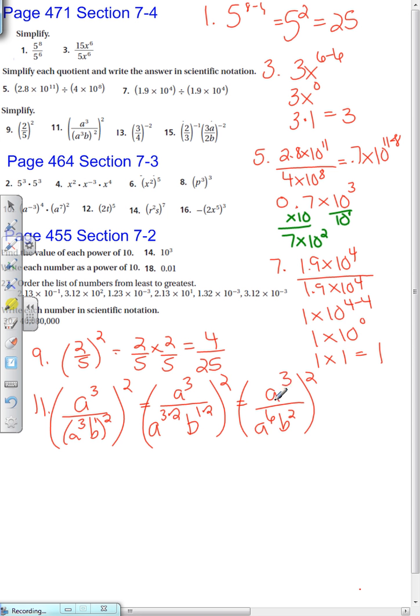So any exponent on the inside gets multiplied by an exponent on the outside. So I'm going to have a to the 3 times 2 over a to the 6 times 2 and b to the 2 times 2. So that's going to give me a to the 6th over b to the 12th, b to the 4th, excuse me, a to the 12th. It's an a right there.